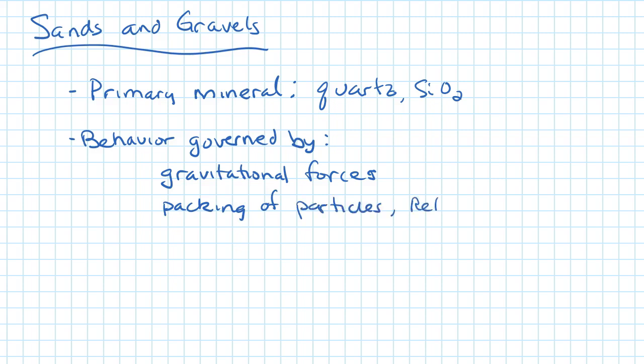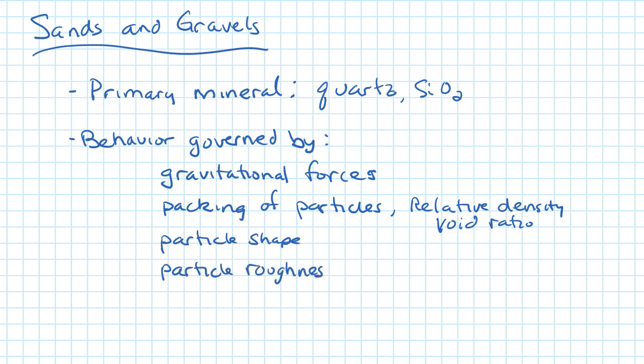Other things that control the behavior of sands and gravels are the packing of the particles. This could be the relative density or the void ratio, and we'll talk a little bit more about void ratio later and what that specifically means. The particle shape can be a controlling factor in behavior, as well as particle roughness.